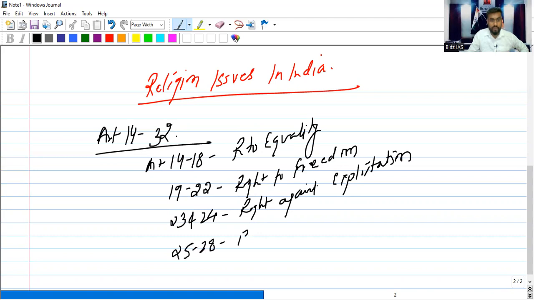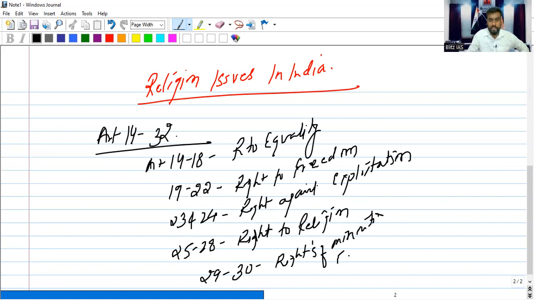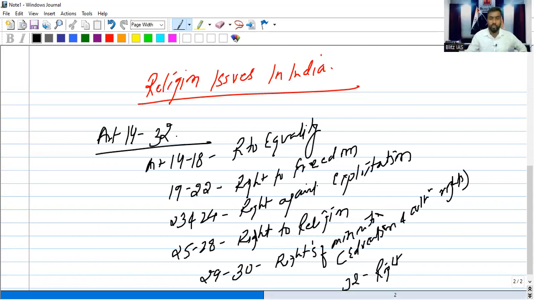25 to 28, we have right to religion, right to freedom of religion. 29 and 30, we have rights of minorities, we say education and cultural right. And 32 is called the right to constitutional remedies. All of these will be discussed one by one in your module, don't worry. These are the 6 groups of fundamental rights.